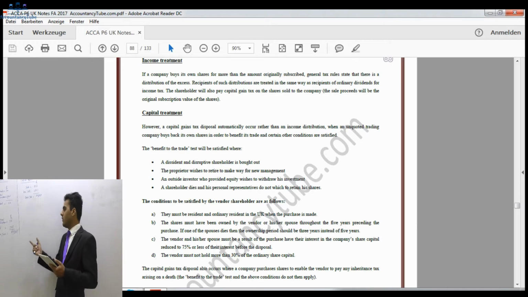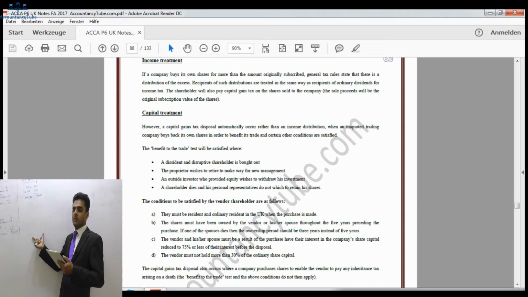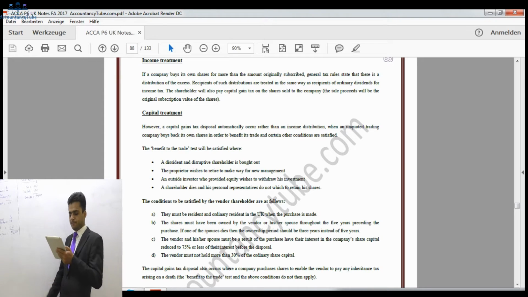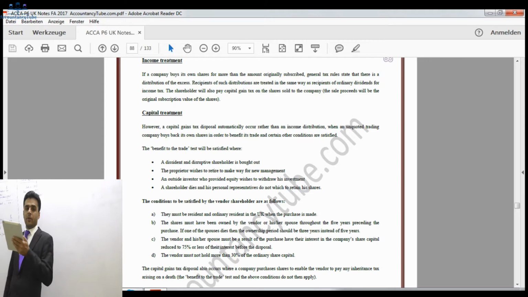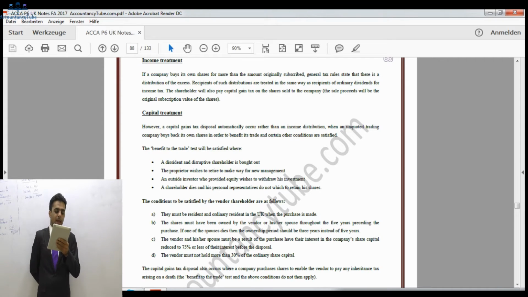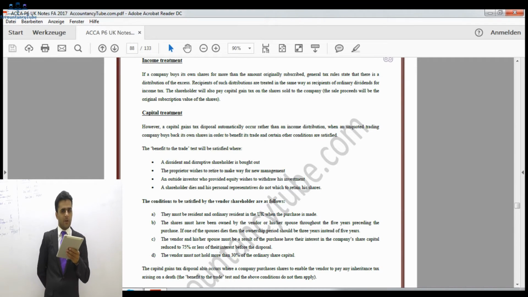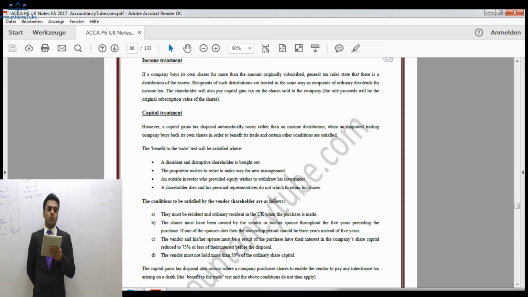So how would we determine it? We will take the percentage before the company buys back the shares, say for example 30%, multiply by 75%, and my percentage in the company should be that much or less than that. So read this rule again please. It says the vendor and his spouse must, as a result of the purchase, have their interest in the company's share capital reduced to 75% or less of their interest before the disposal. All right, so our shareholding must be reduced to 75% or below.